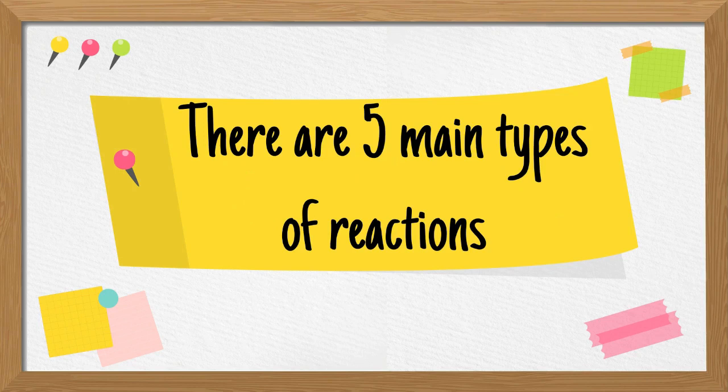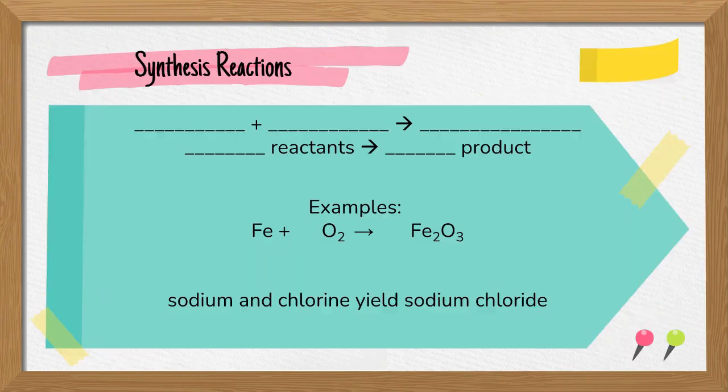We are going to talk about 3 of the 5 types in this video. We will get to the other 2 later on in the unit. So we'll talk about 3 of the 5 today. We're going to start with a synthesis reaction. If you think about the word synthesis, you probably already know that means to make something. So in chemistry, a synthesis reaction means we're going to make one product.